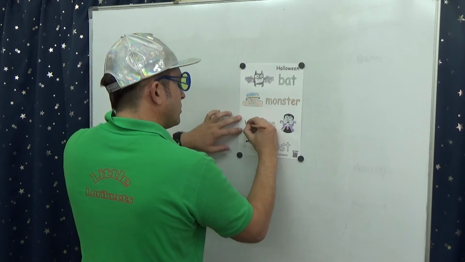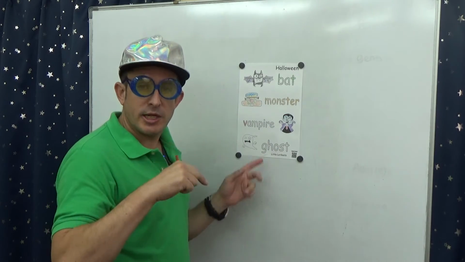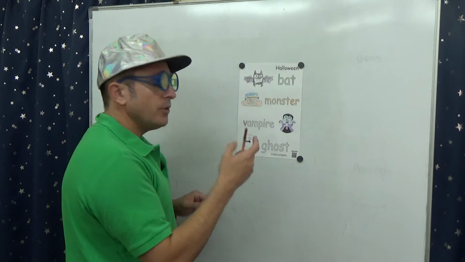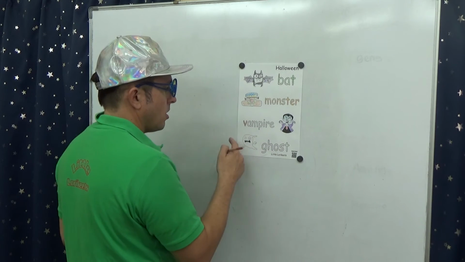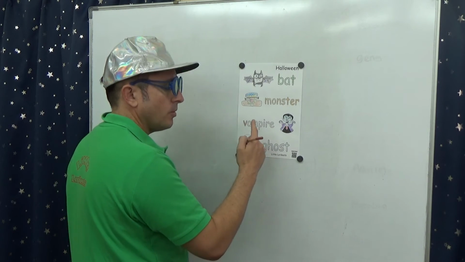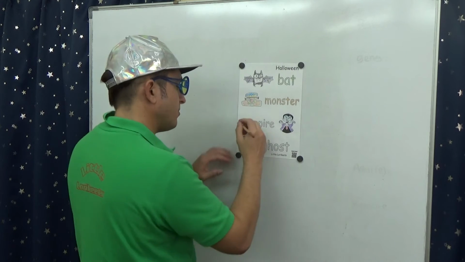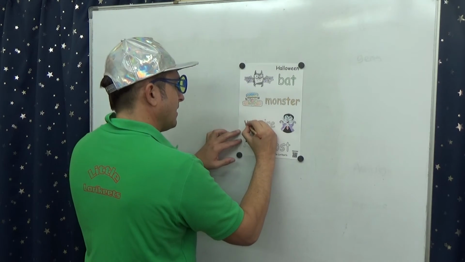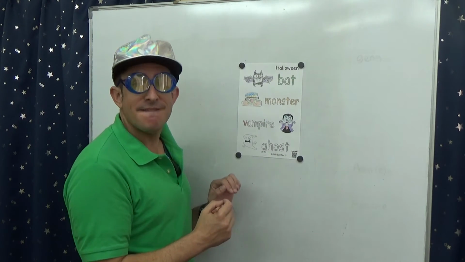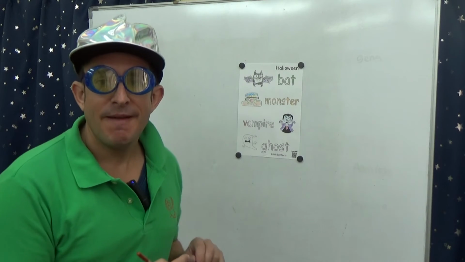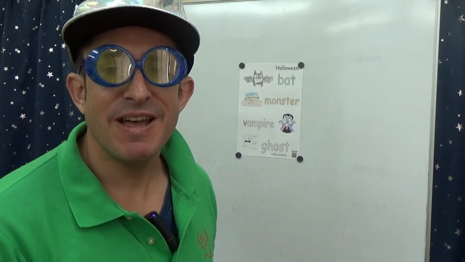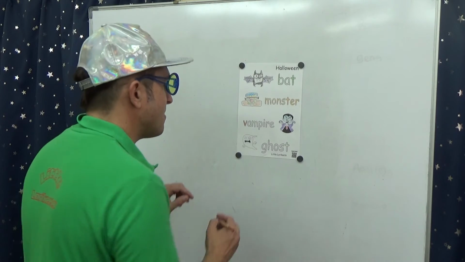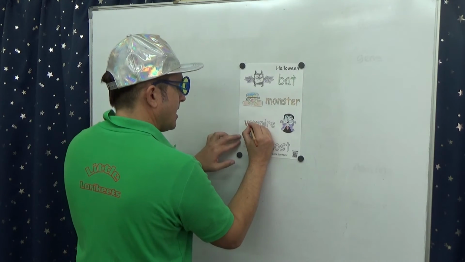Of course, if you download the sheet, which is in the link below, you can color in the words however you want. You could do it orange, pink, green, purple, blue. You can change the color of every letter. V. I'm going to accentuate this one. V, V, V, everybody. Not boa. V. Vampire. V, A.